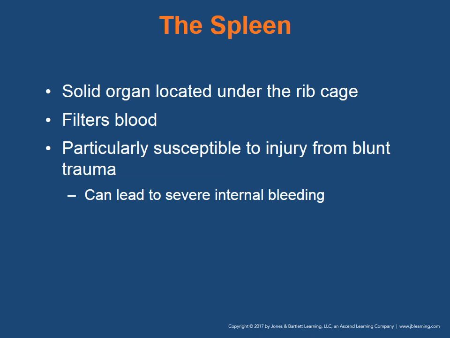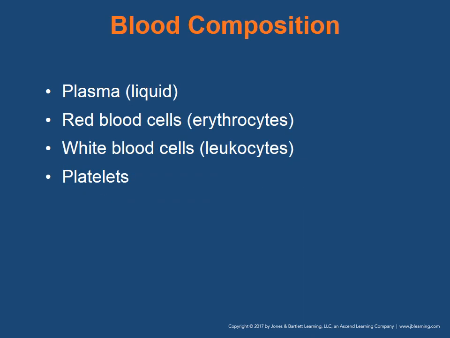The spleen is a solid organ located under the rib cage. It filters blood, and it's particularly susceptible to injury from blunt trauma, which can lead to severe internal bleeding. Sometimes people may have had their spleen removed, so that might be something to ask about. But in the case of blunt trauma, that's going to be one of the organs that we're very concerned about. Solid organs will lacerate and bleed out, causing a lot of internal bleeding, because the job of the spleen is to filter blood, so it's very vascular.